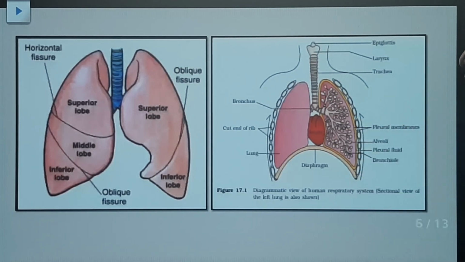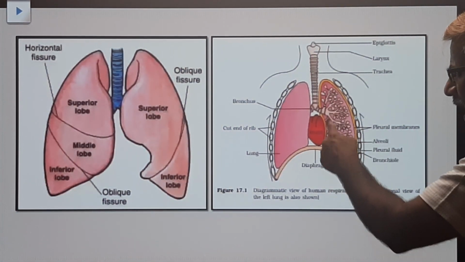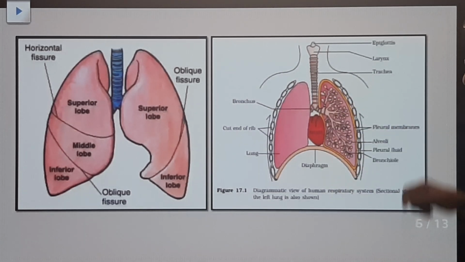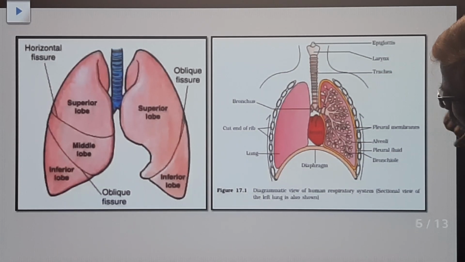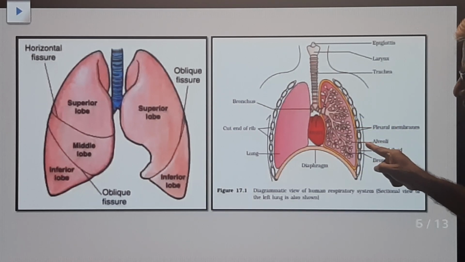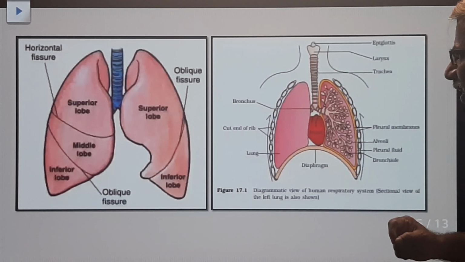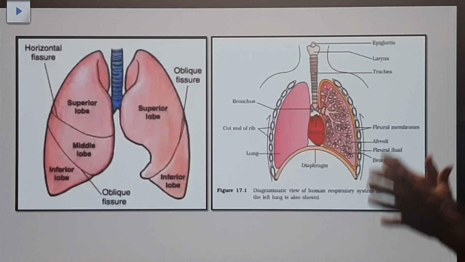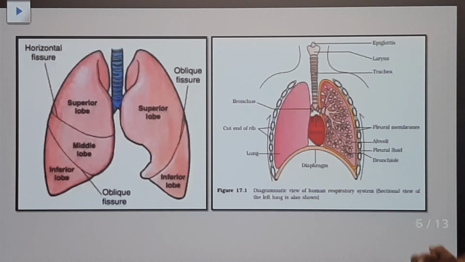These are called alveoli. Each lung has an outermost double-layered structure called the pleura. The outer one is called the parietal layer, and the inner layer is called the visceral layer. Between these two layers, the cavity is called the pleural cavity. The pleural cavity is filled with pleural fluid, which protects the lungs from mechanical shocks like friction.